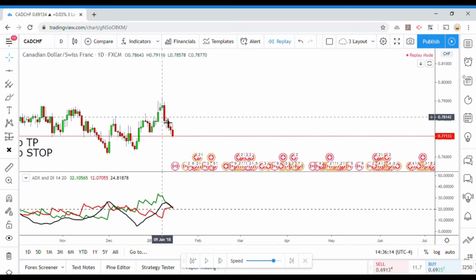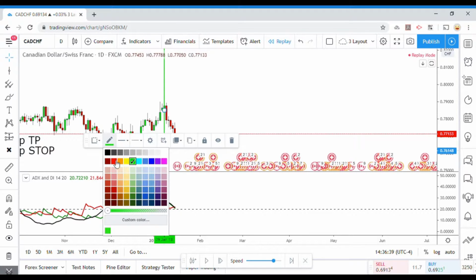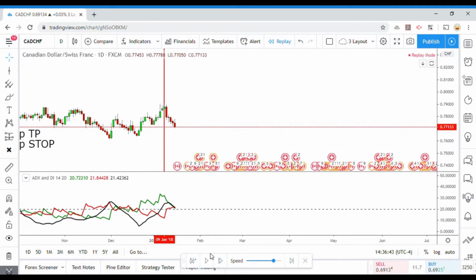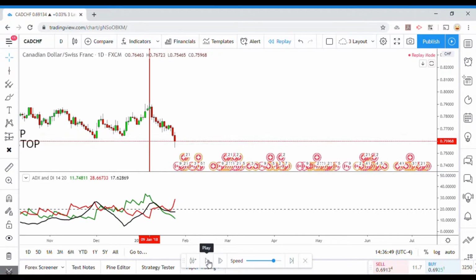Looks really close. Let's see. The open is 78.64 and the high is 79.11, and we barely missed our profit target. As usual, I will be marking the wins and the losses with green and red lines.